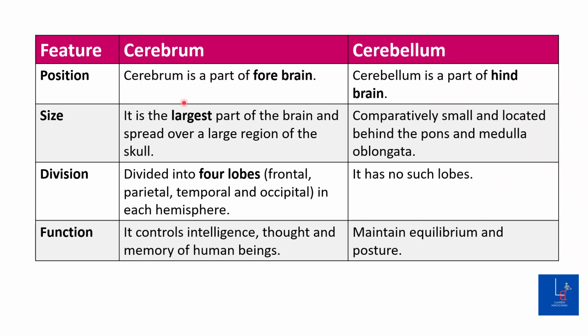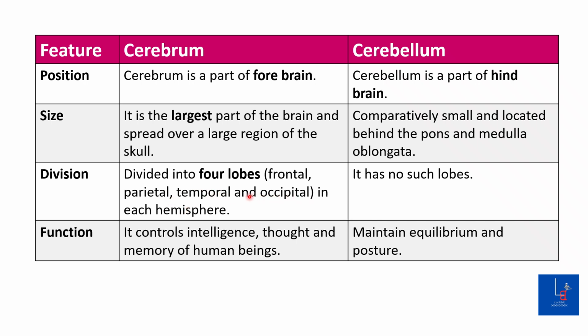It is the largest part of our brain, okay, and spread over a large region of the skull. Almost 80% place is occupied by this cerebrum, while cerebellum is comparatively small and located behind the pons and medulla oblongata. It is divided into four lobes: frontal, parietal, temporal, and occipital.